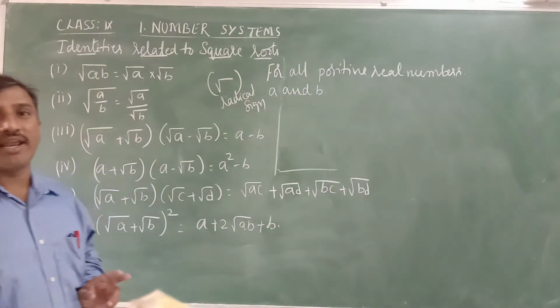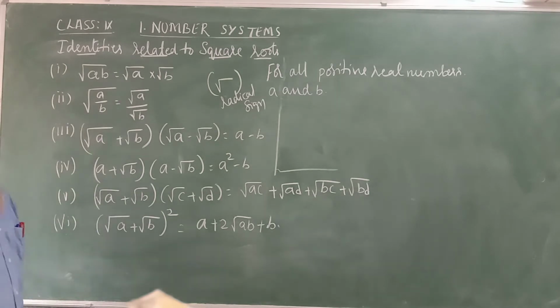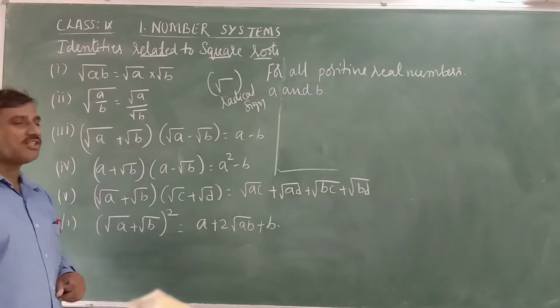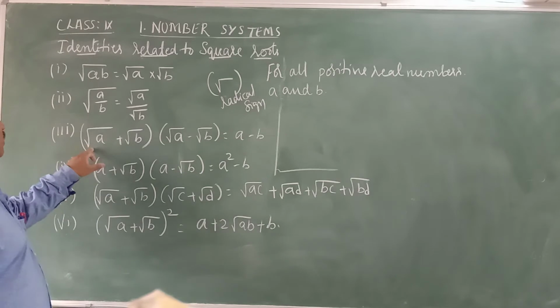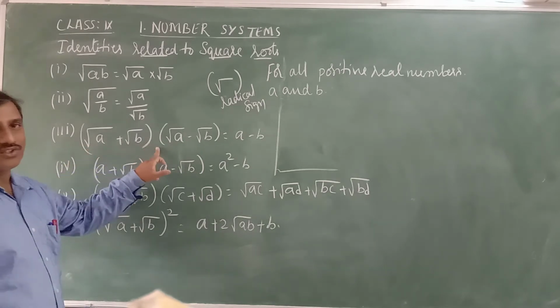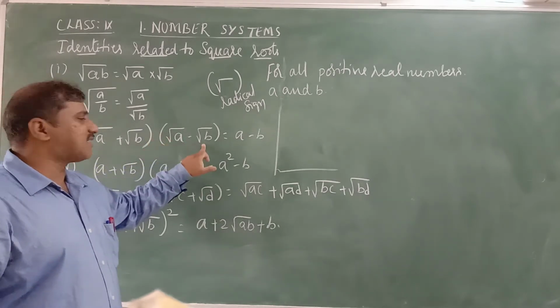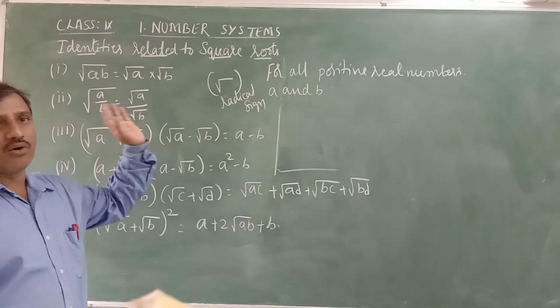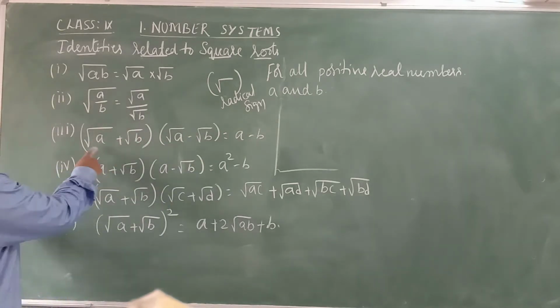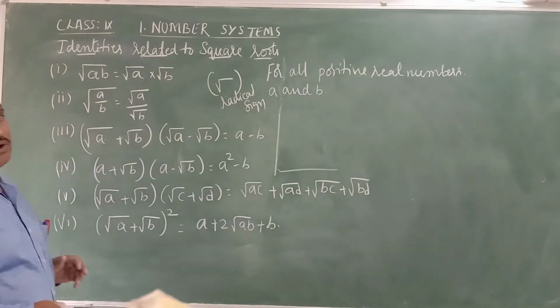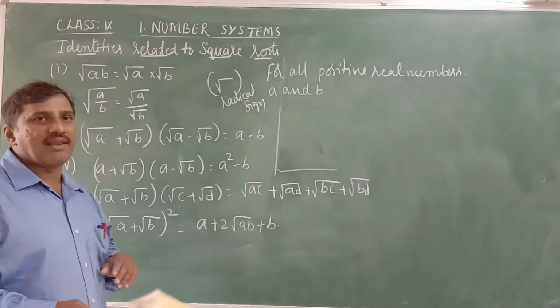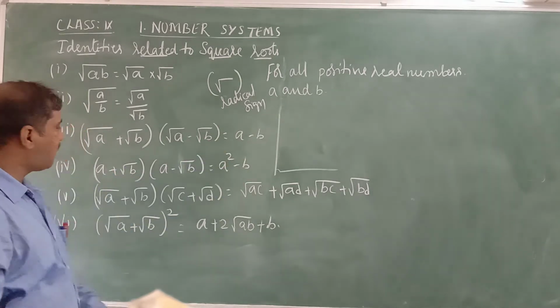a plus b into a minus b is equal to a square minus b square. The same is also applicable for square roots. Root a plus root b into root a minus root b. Apply the a square minus b square form: root a whole square minus root b whole square. Squares and square roots will be cancelled. We will get a minus b.